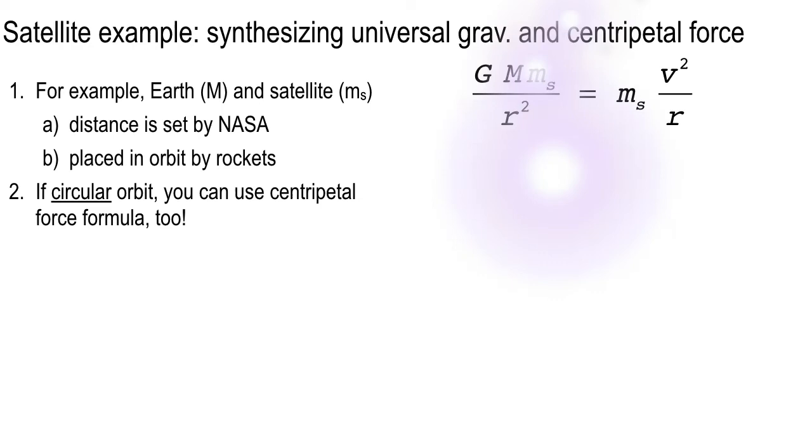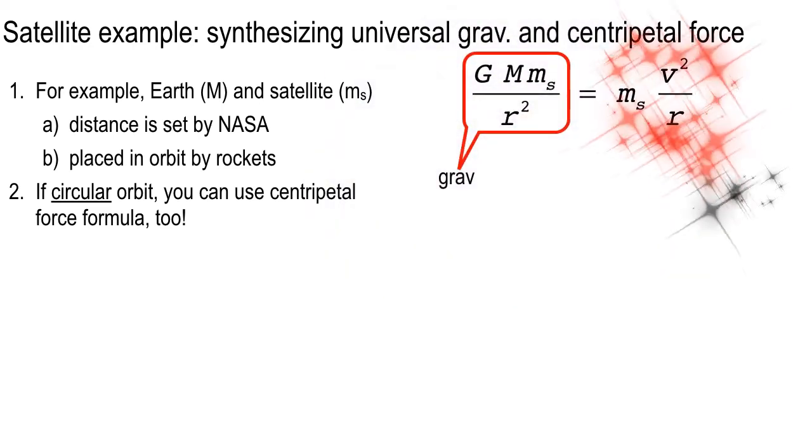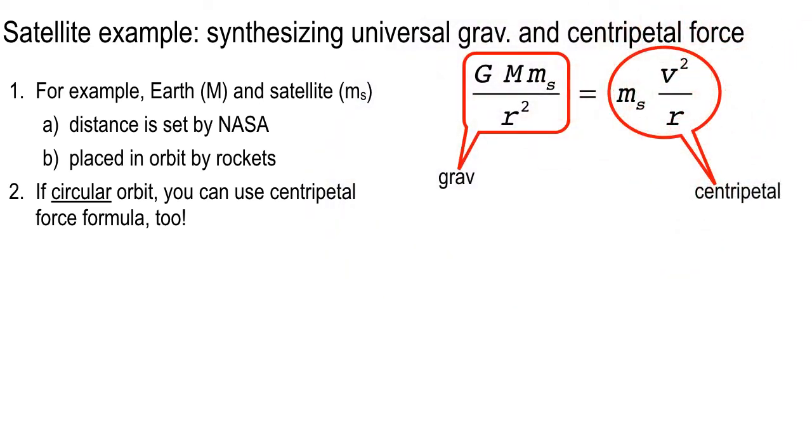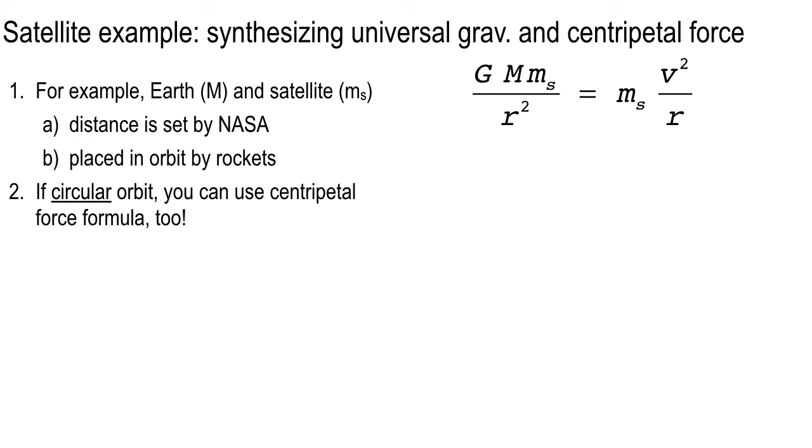So let's take a look at this. Here's your gravity, and here's your centripetal. The centripetal formula is good on any circular path: Nardo ring, merry-go-round, Ferris wheel, planet in space, moon in space. All right, now, let me dim those out.